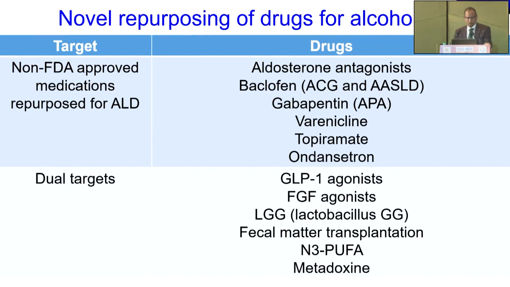In the upper row, you see the non-FDA approved medications like baclofen, gabapentin, Chantix or varenicline, topiramate, Zofran or ondansetron. Those are non-FDA approved and very frequently used. Some of them are even endorsed, like baclofen, which is endorsed by AASLD and ACG guidelines. Gabapentin is endorsed by American Psychiatric Association guidelines. But I want to focus also on some of the dual targets here. What I mean by dual targets is targets which are not only helping the liver disease, but also helping the alcohol use disorder. The targets are listed over here. I'll spend time on a couple of them in the next few slides.